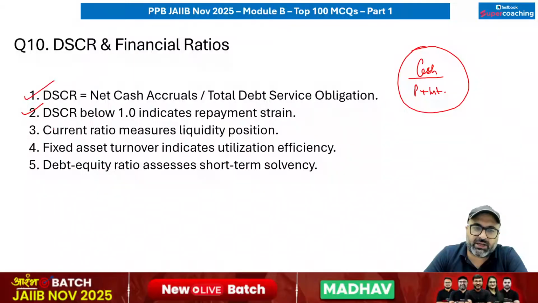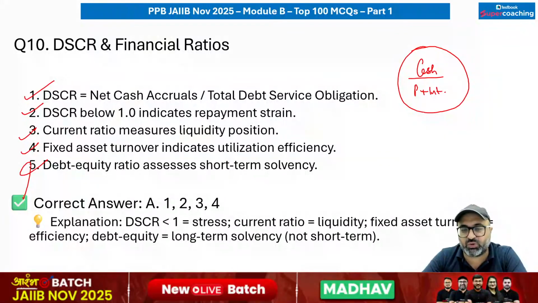Current ratio measures the liquidity position. True. Fixed asset turnover indicates utilization and efficiency. True. Debt equity ratio assesses long-term solvency, not short-term solvency. So answer is going to be 1, 2, 3, 4.